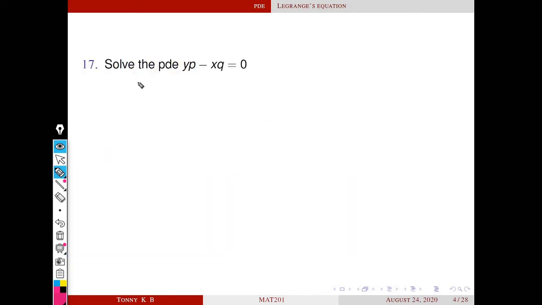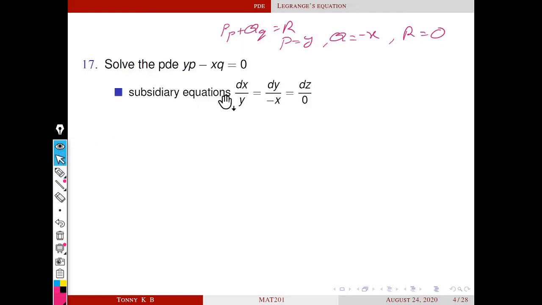Consider the example. Solve yp minus xq equal to 0. Our standard form is Pp plus Qq equal to R. So here capital P is y. And what is capital Q? Capital Q is minus x. And capital R is 0. So what are the subsidiary equations? The subsidiary equations are dx by y, yes, here P is y, and dy by minus x is equal to dz by 0.